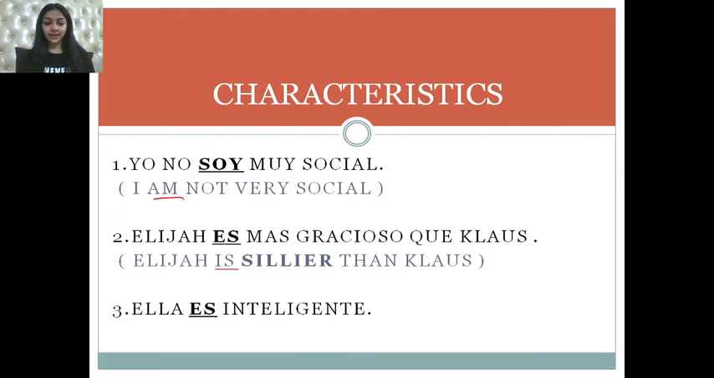Ella es inteligente. She is intelligent. Now again, talking about a characteristic of a third person who is a female. That's why ella, and with ella, it's es, right? The conjugation of verb ser with ella is es.